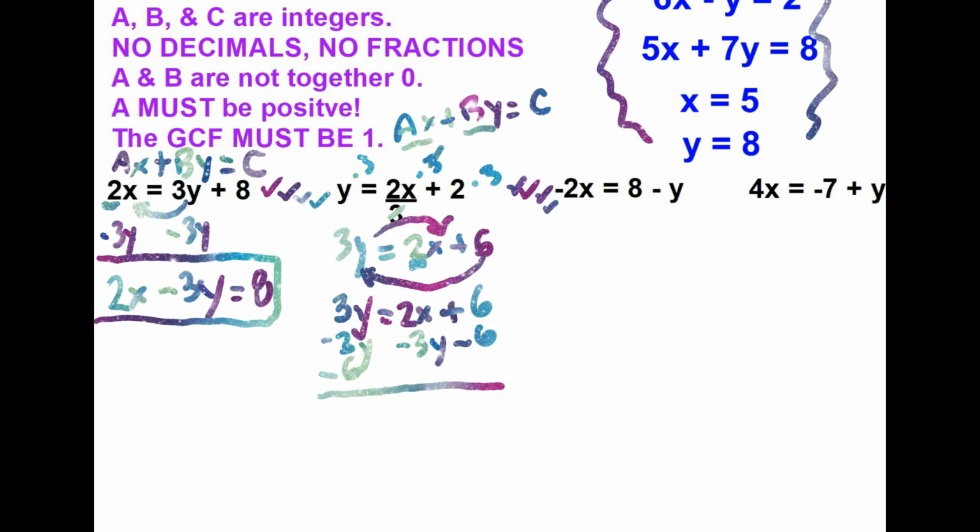Somebody will be like, oh my gosh, look at all of this. You cancel, you cancel. All right, so what am I left with? AX, BY equals C. Okay?